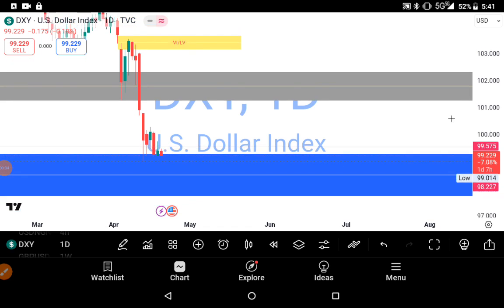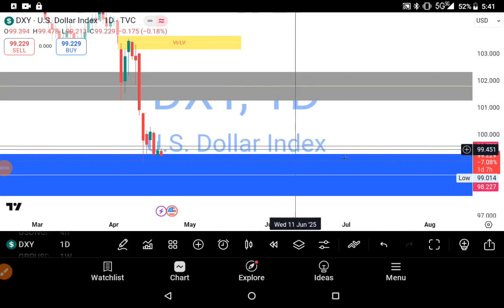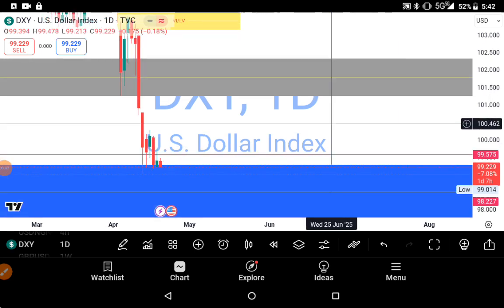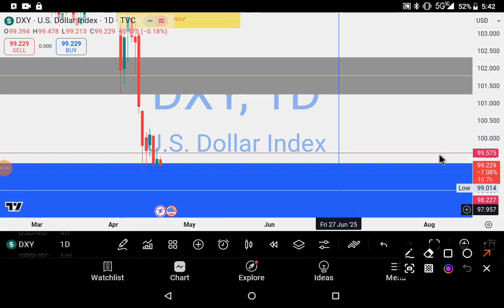As usual, we start with our DXY, which is our dollar index. As of last week, I was interested in dollar index gravitating into 100.500, but the market price still stays below 100.500. So how will I translate this?